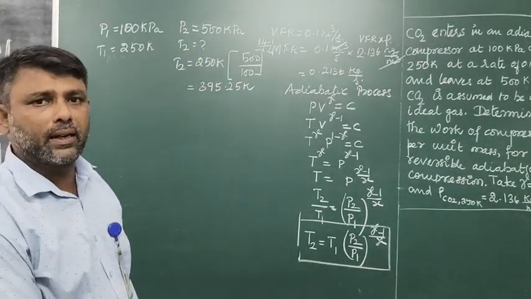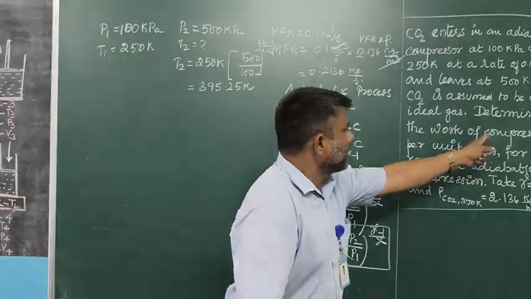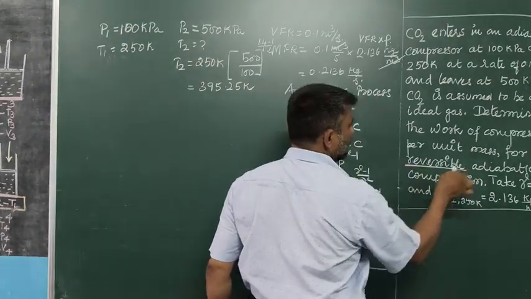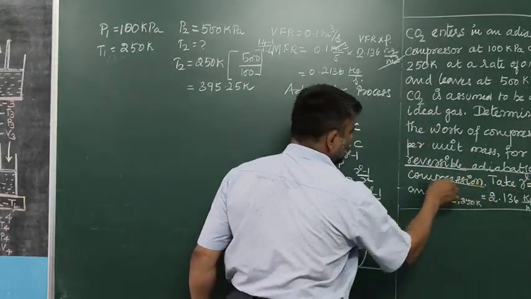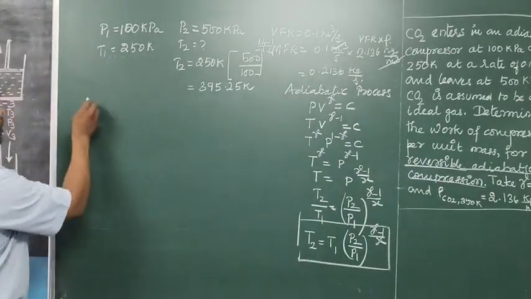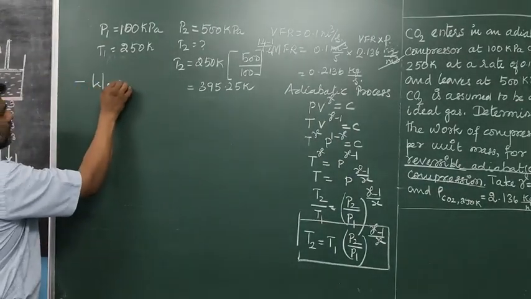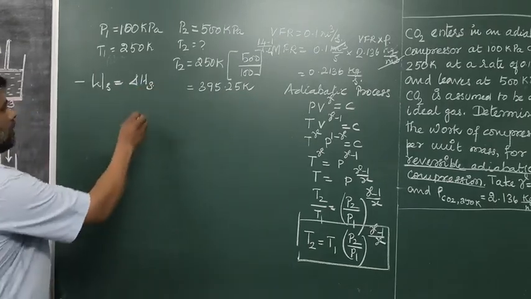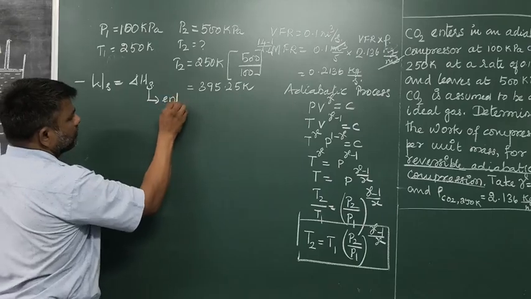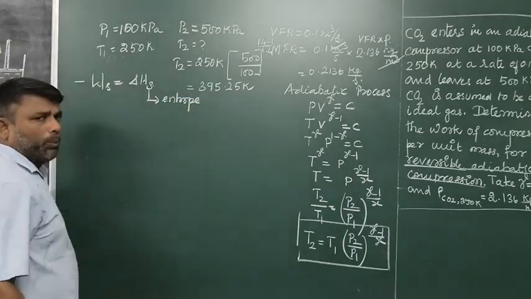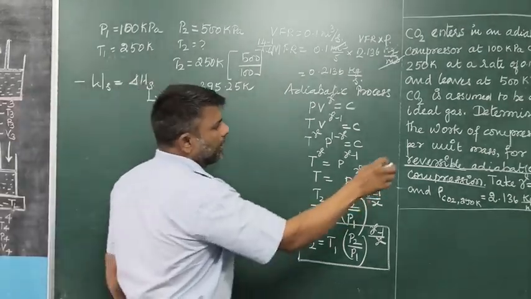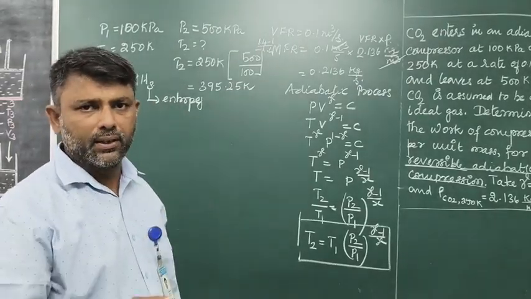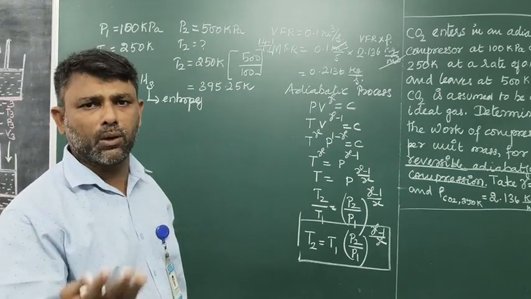Now I am going to determine the work of compression per unit mass for a reversible adiabatic compression. For the reversible adiabatic compression process, minus Ws is equal to change in enthalpy at constant entropy. This S stands for entropy. Entropy is constant because it is a reversible adiabatic compression. Adiabatic means there is no exchange of heat, no heat interaction between system and surrounding.